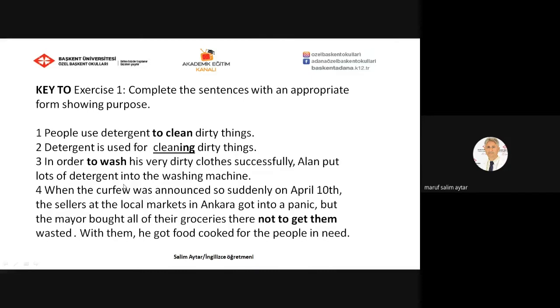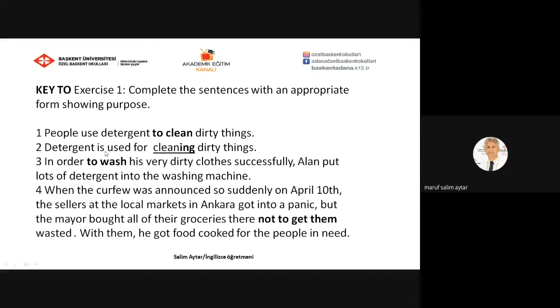Now we've got the key in front of us. Let's have a look at them one by one. People use detergent to clean dirty things. Or, detergent is used for cleaning dirty things. After for, we need to have a noun. We put ing after the verb clean and we make it into a noun.